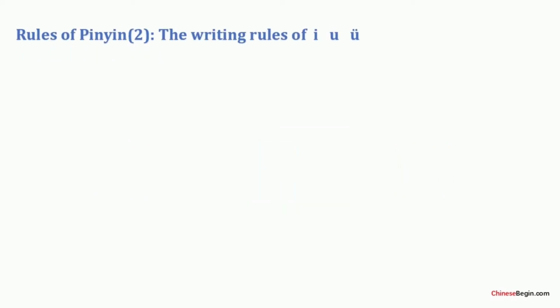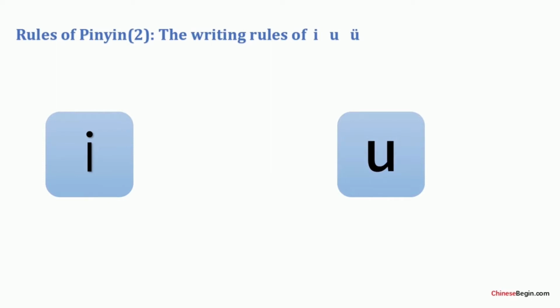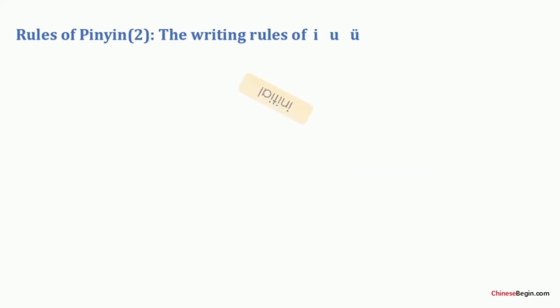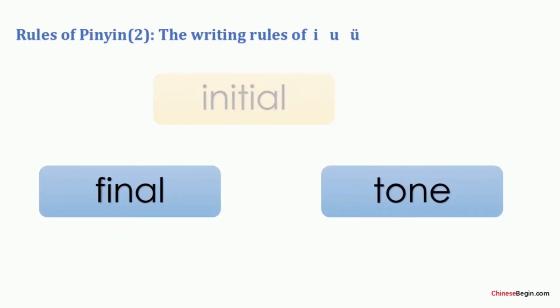Okay, then let's look at the writing rules of finals i, u, ü. Finals i and u in Chinese Pinyin can also be written as English letters y and w. When they become y and w, they play the role of initials, and their pronunciation will not change. A Chinese syllable can have no initial, but must have a final and a tone.